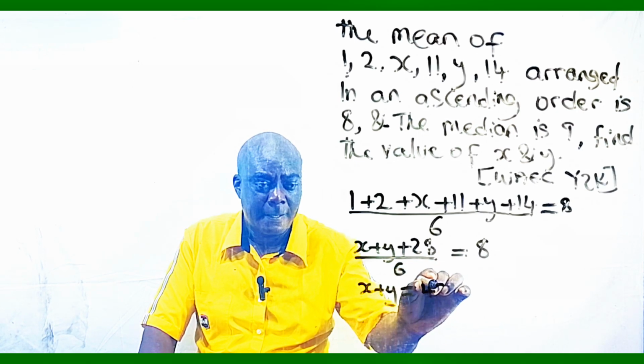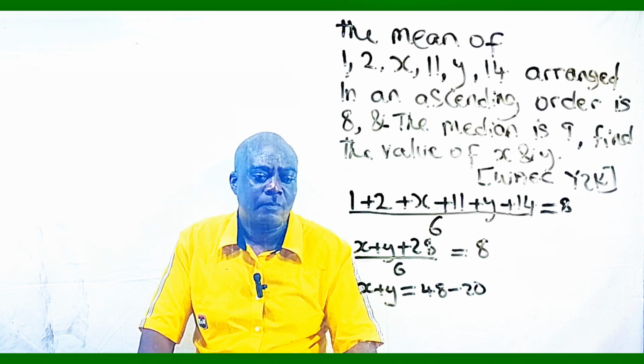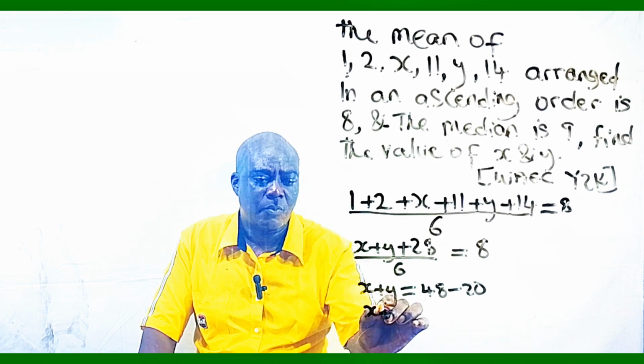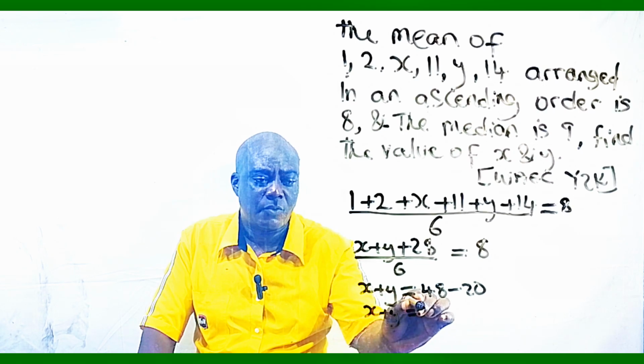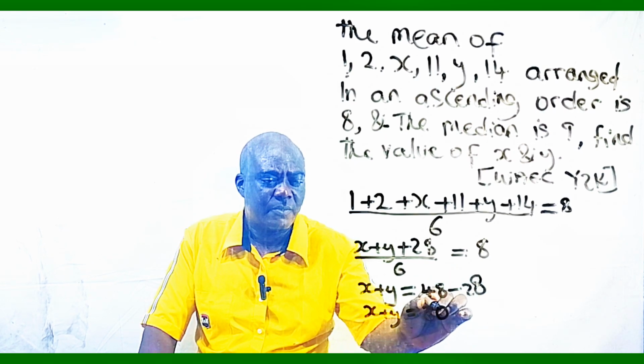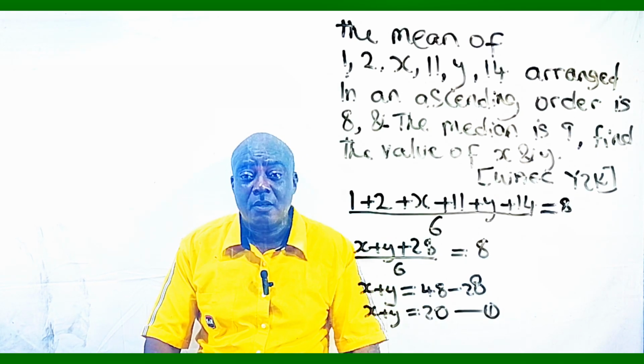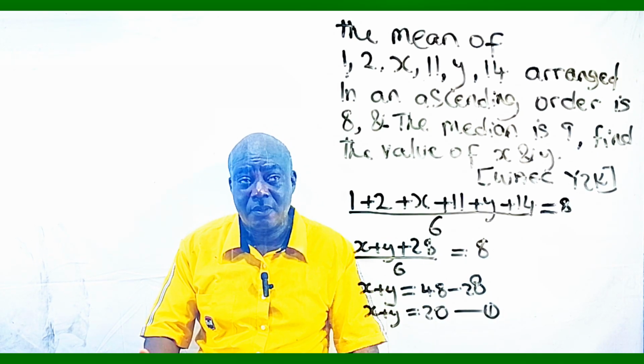So 48 minus 28, so x plus y is equal to 20. Now we call it equation 1. So we are done now with the first statement. Let's go to the other.